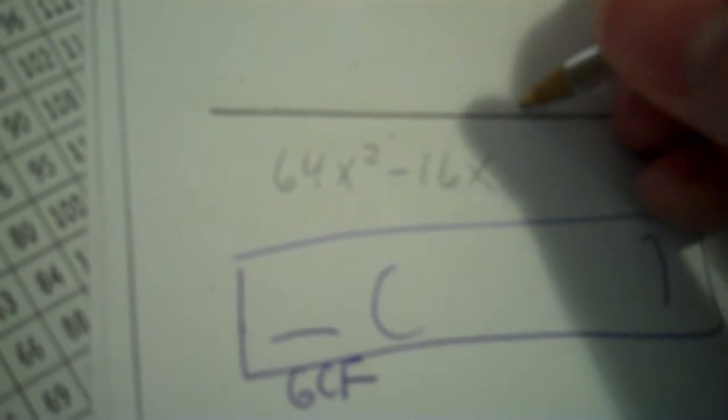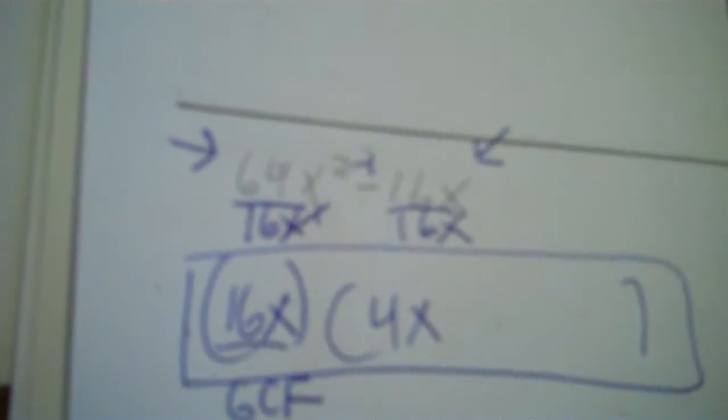Okay, next problem. 64x to the second minus 16x. Okay, you do have a variable there. You do not have a negative. And then we look up 64 and 16. So here's 16 and 64 is there, so 16 is the GCF. So 16x. 64 divided by 16 is 4.